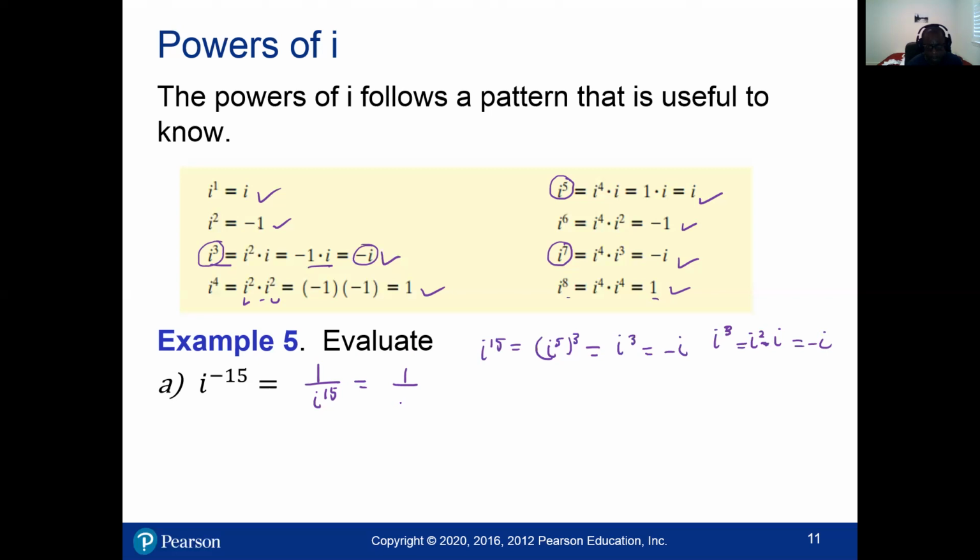Okay. So what we have there is basically 1 over negative I. Now, since I is in the denominator, we have to rationalize. So we're going to multiply by I and divide by I. So the numerator is I, and the denominator is minus I squared, which is I divided by minus 1. So the negative of that will give us the answer.